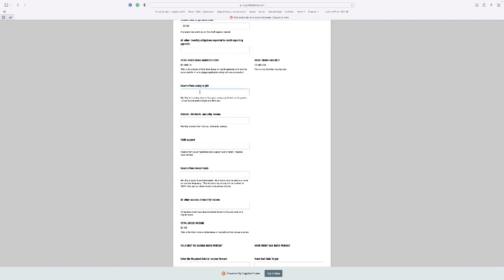The next thing we're going to do is take your income from salary or job. If this is a joint application, just put the two together. We're going to put in $5,000 a month here for this purpose. Let's say there's two individuals making $2,500 a piece.